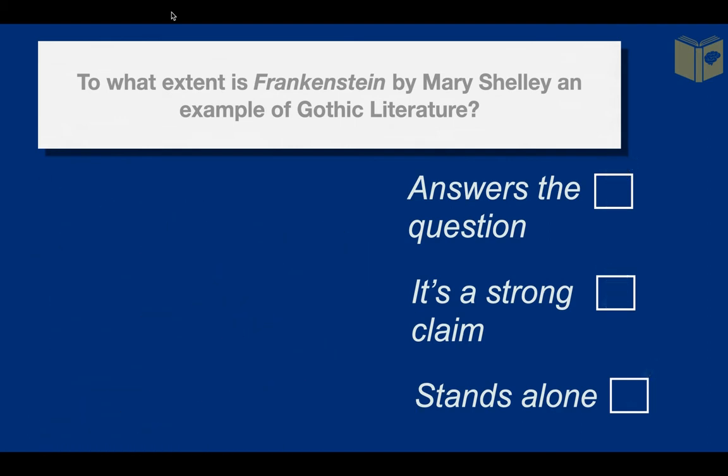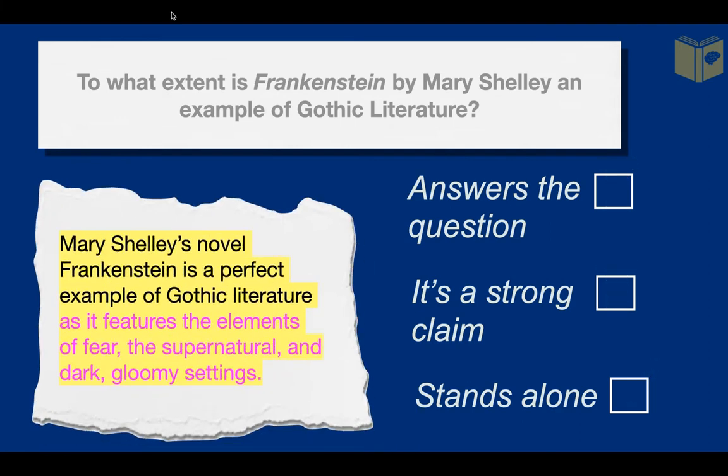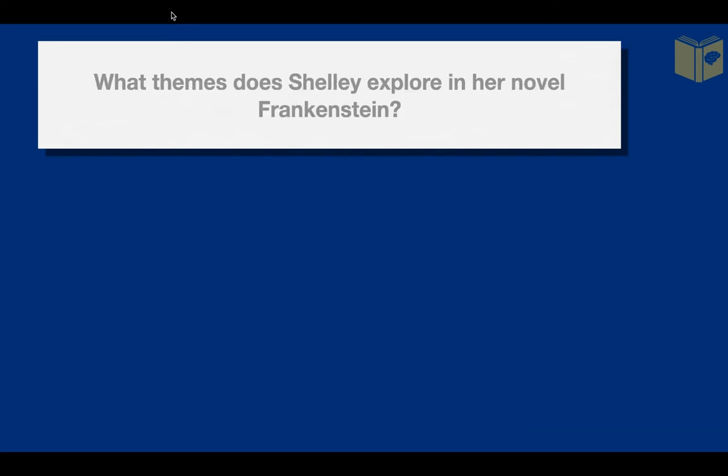What about this example then? Mary Shelley's novel Frankenstein is a perfect example of Gothic literature, as it features the elements of fear, the supernatural, and dark, gloomy settings. It stands alone. It has the author's name and the text. It is a strong claim. It explains why or how. I know this because of the word as. And does it answer the question? Yes, it does. It tells me it is an example of Gothic literature.